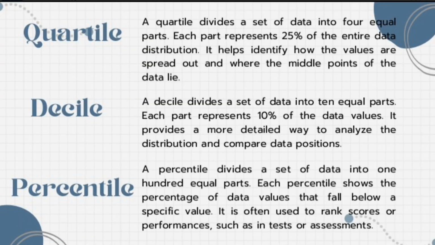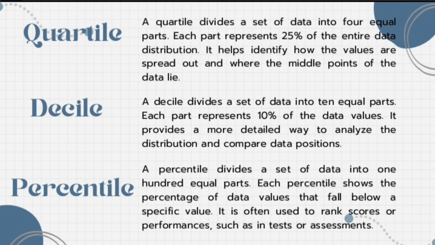Aside from the z-score, we also have the quartile, decile, and the percentile. A quartile divides a set of data into 4 equal parts, and each part represents 25% of the entire data distribution. It helps to identify how the values are spread out and where the middle points of the data lie.